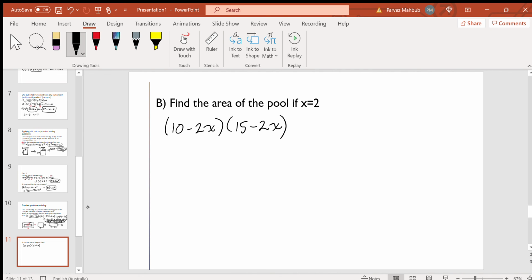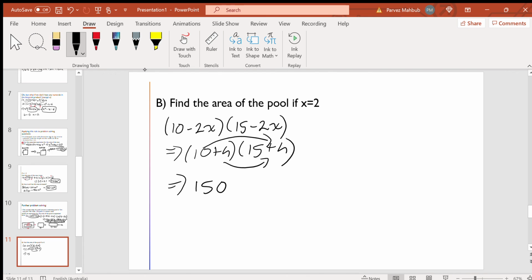So let's substitute 2 into x. So that becomes 10 minus 4 times 15 minus 4, and that is 14. Oh, okay, hang on. It would just be easier if we simply expanded it. So this multiplied with this, and this multiplied with this. So 150 plus 40 plus 60 plus 16.